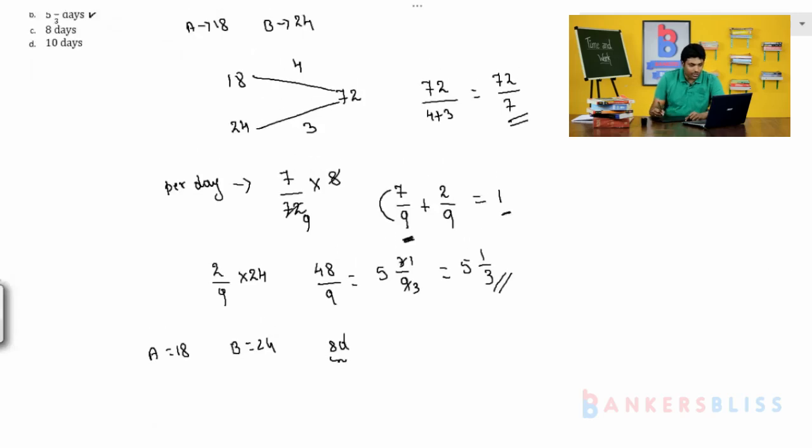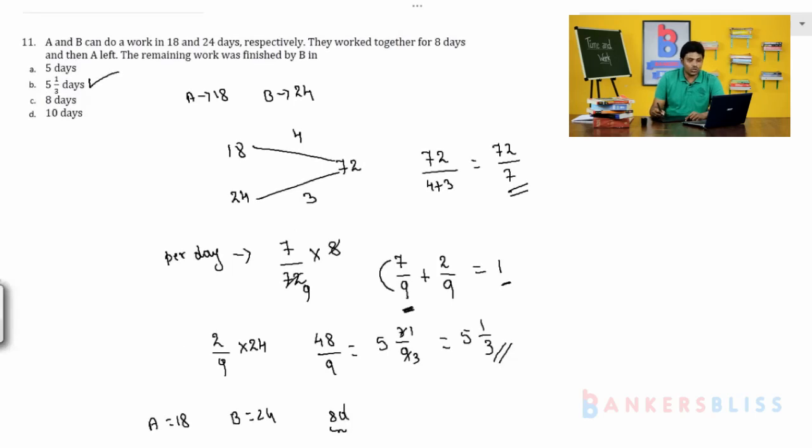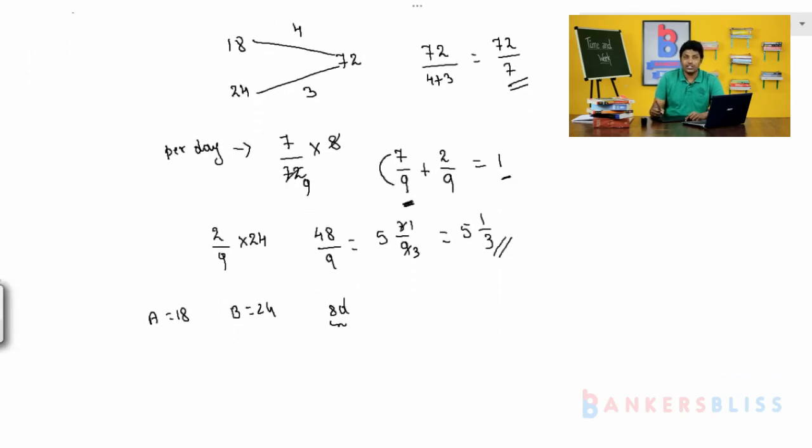After that what is happening? A left. The remaining work was finished by B in how many days? See here, at the end of the day, ultimately they are completing the task.